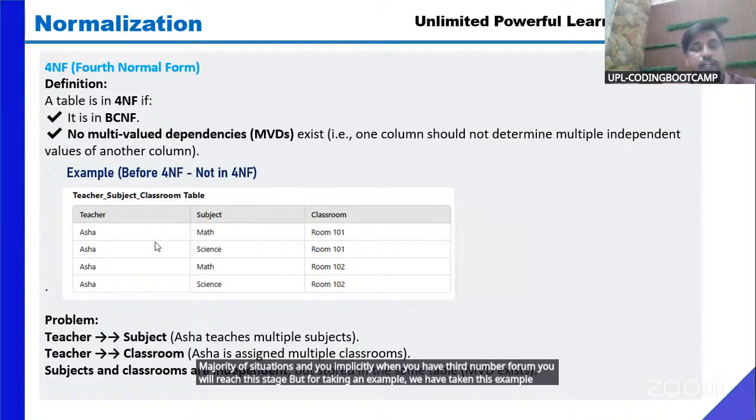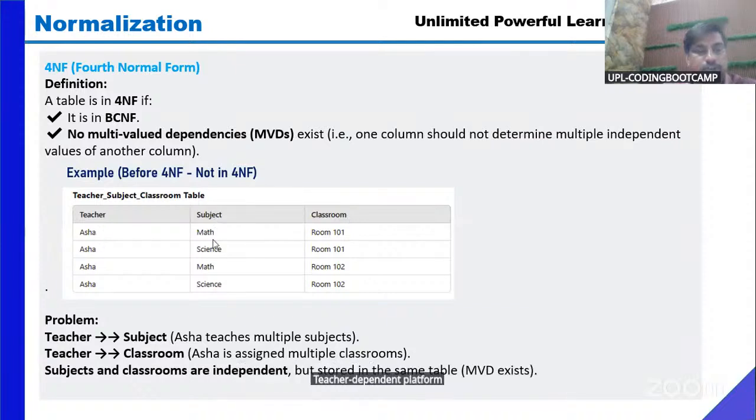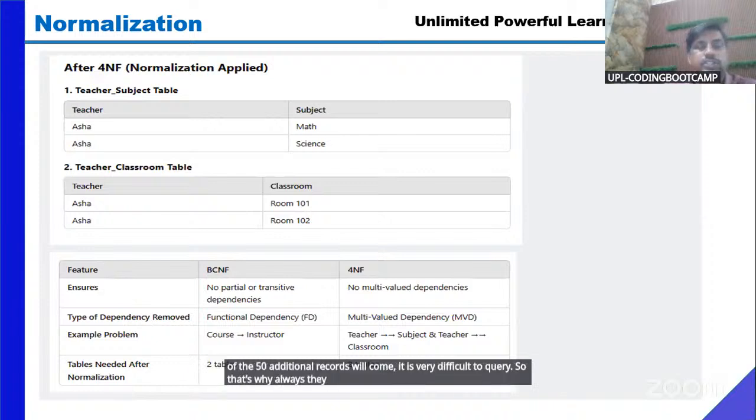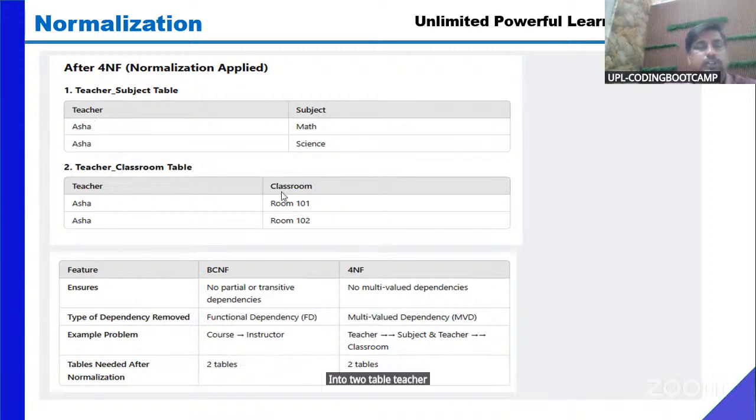Whenever you get a multi-valued dependency, the problem is that teacher depends on subject and teacher depends on classroom. Assume we have 5 subjects, Asha has to be written 5 times, and assume the classroom varies, with 10 rooms. Then 5 into 10, that many combinations will come, 50 additional records, and it is very difficult to query. So in such a situation the suggestion is to divide the table into 2 tables, teacher with subject, teacher with classroom.